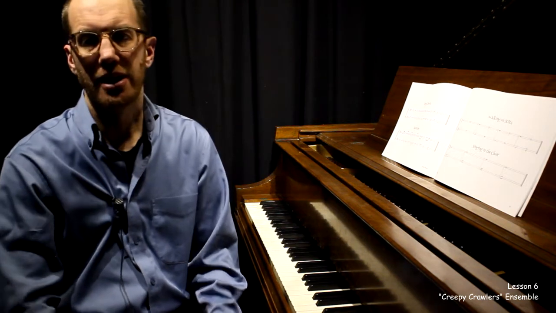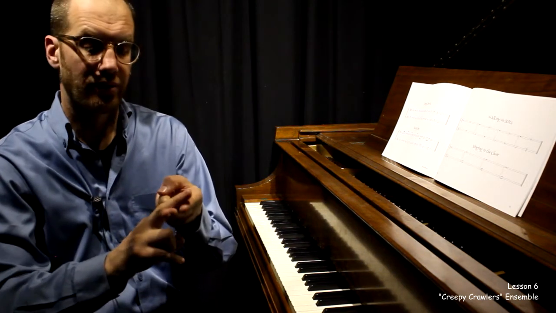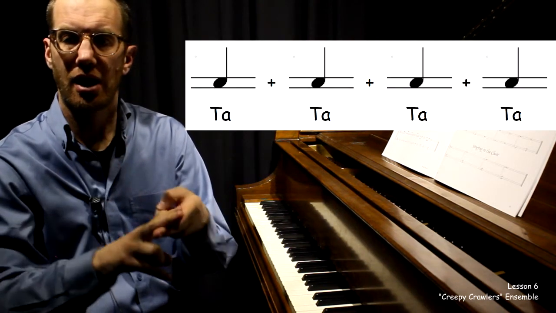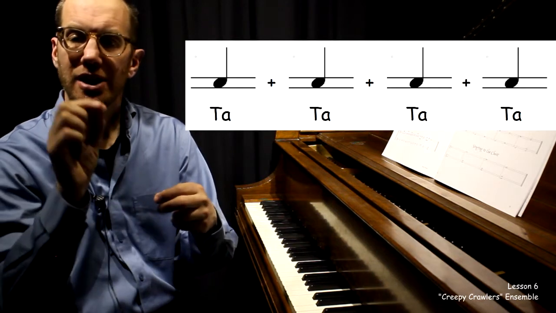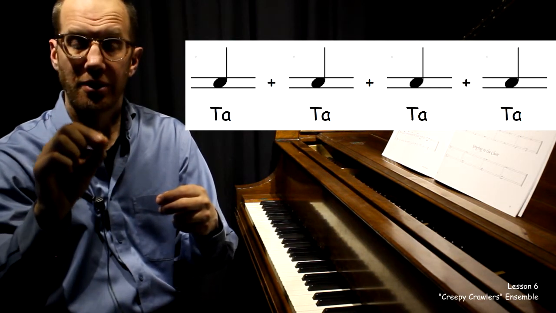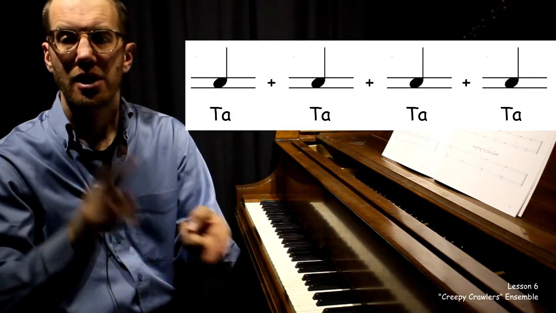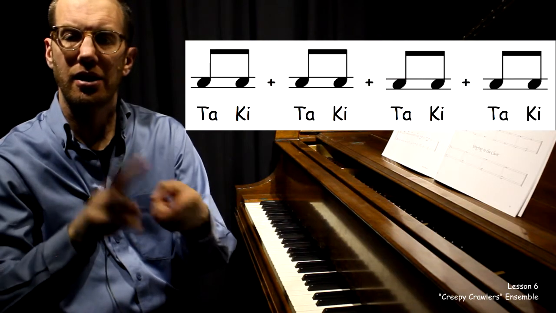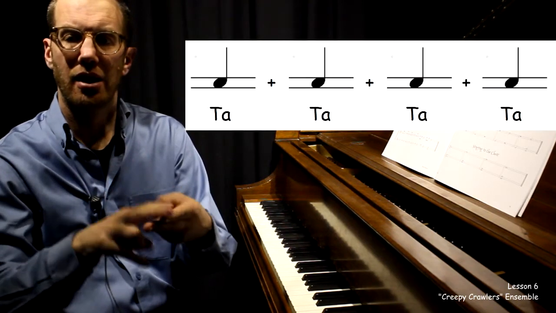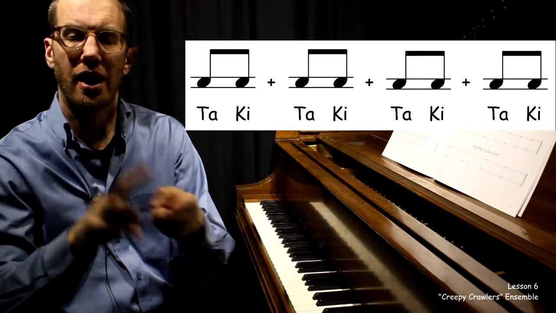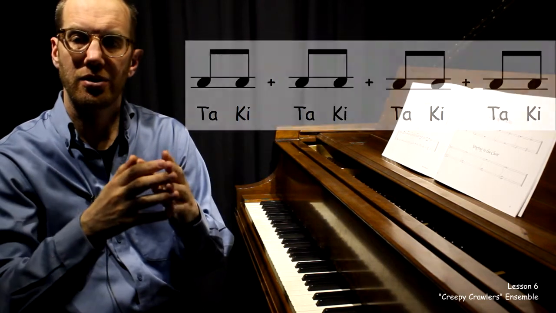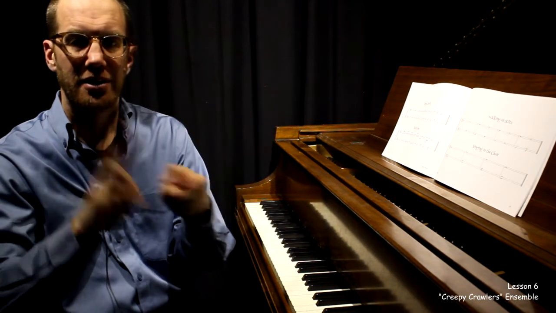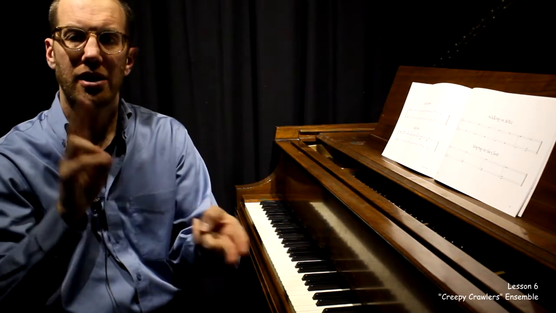So one way I like to count that is using the ta. If the beat is ta, check this out. Say this with me. Ta, ta, ta, ta. Then we just put another name and another beat in between the tas. So ta, ta, ta, ta, ta, ki, ta, ki, ta, ki, ta, ki, ta, ta, ta, ta, ta, ki, ta, ki, ta, ki, ta, ki. So that gives you the tas, which never change, even with the ki in the middle. Ta, ki, ta, ta, ta, ta, ki, ta.